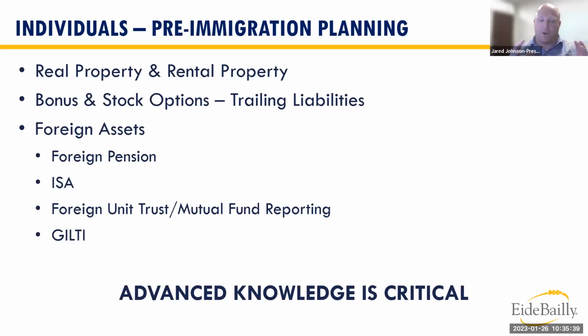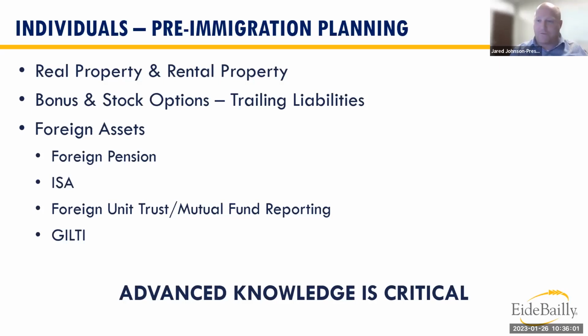But we have to file certain disclosures around them, and they're complicated. You have to find out if they could be classified as a foreign grantor trust. So we want to make sure that we know what kind of pension they are and what they're qualified for. Then ISAs, individual savings accounts in the UK.